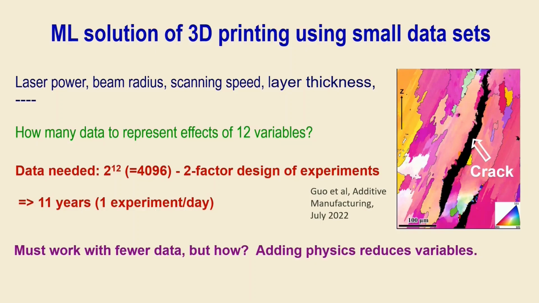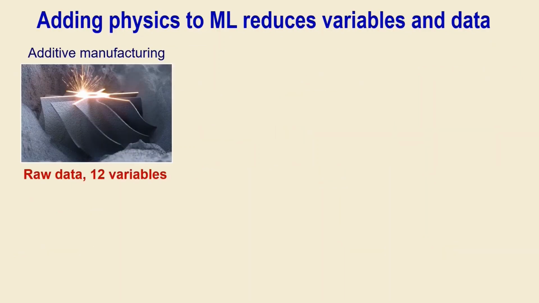But how? We are going to show here that adding physics to machine learning reduces the number of variables and therefore the number of data. We are limited by the amount of data available if we use 12 variables to understand cracking in additive manufacturing. So we must use fewer variables. But how to reduce the number of variables? The number of variables can be reduced if we identify variables that represent the physics of crack formation.